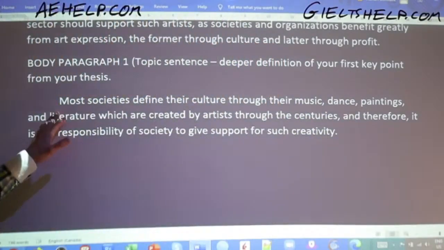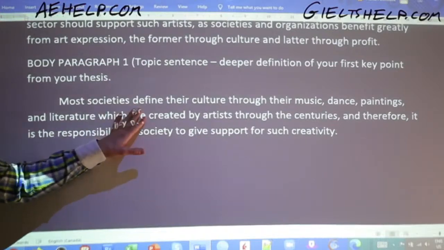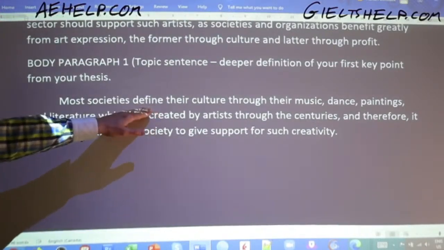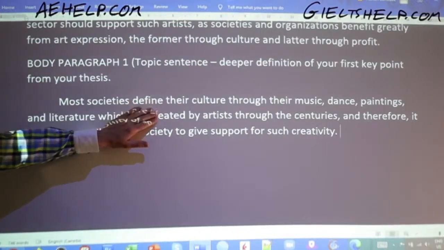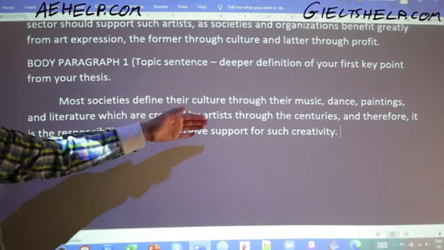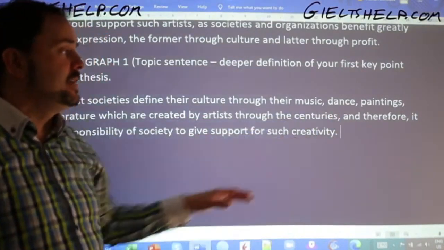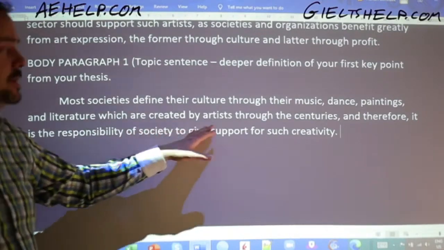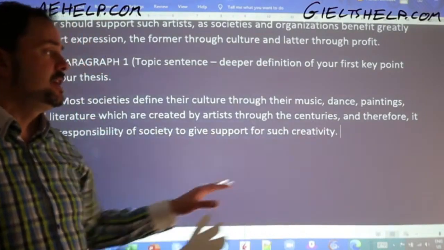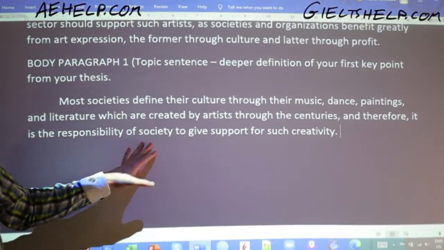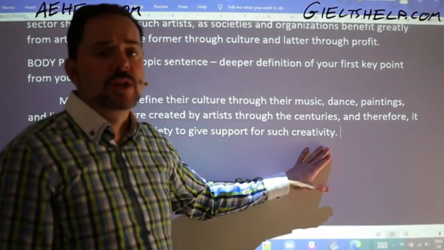So most societies define. At first, I wrote attribute, and then I realized that it's better to use the word define. It's a more accurate term here. So most societies define their culture through their music, dance, paintings, and literature, which are created by artists through the centuries. And therefore, it is the responsibility of society to give support for such creativity.